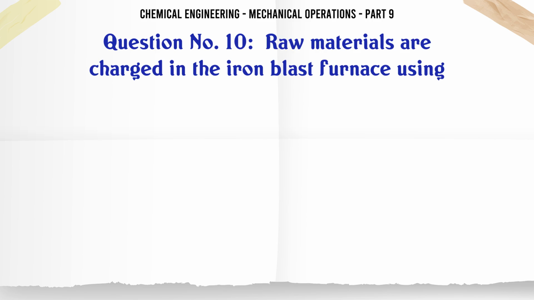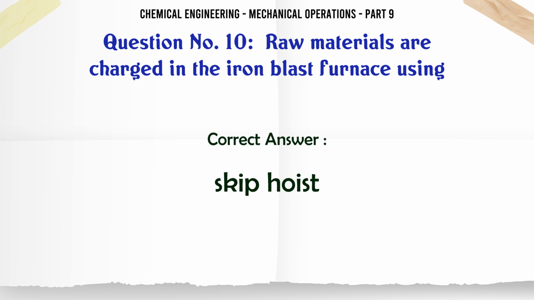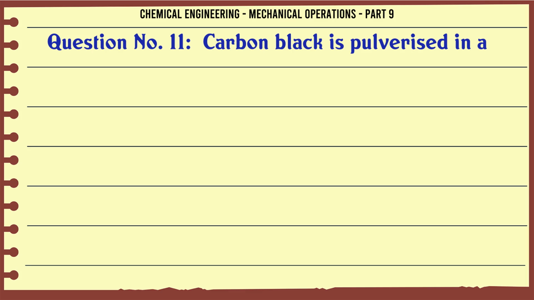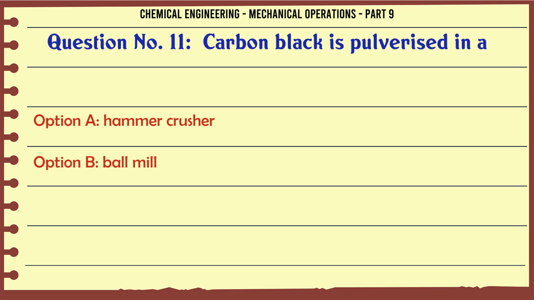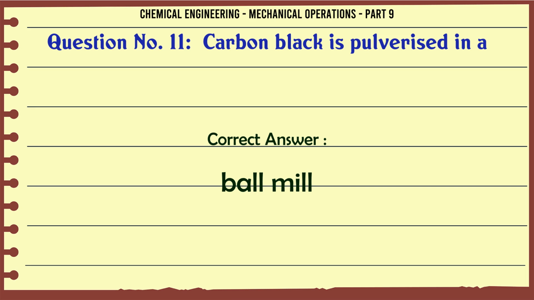Raw materials are charged in the iron blast furnace using A. Bucket elevator, B. Skip hoist, C. Screw conveyor, D. None of these. The correct answer is skip hoist. Carbon black is pulverized in A. Hammer crusher, B. Ball mill, C. Roll crusher, D. Gyratory crusher. The correct answer is ball mill.